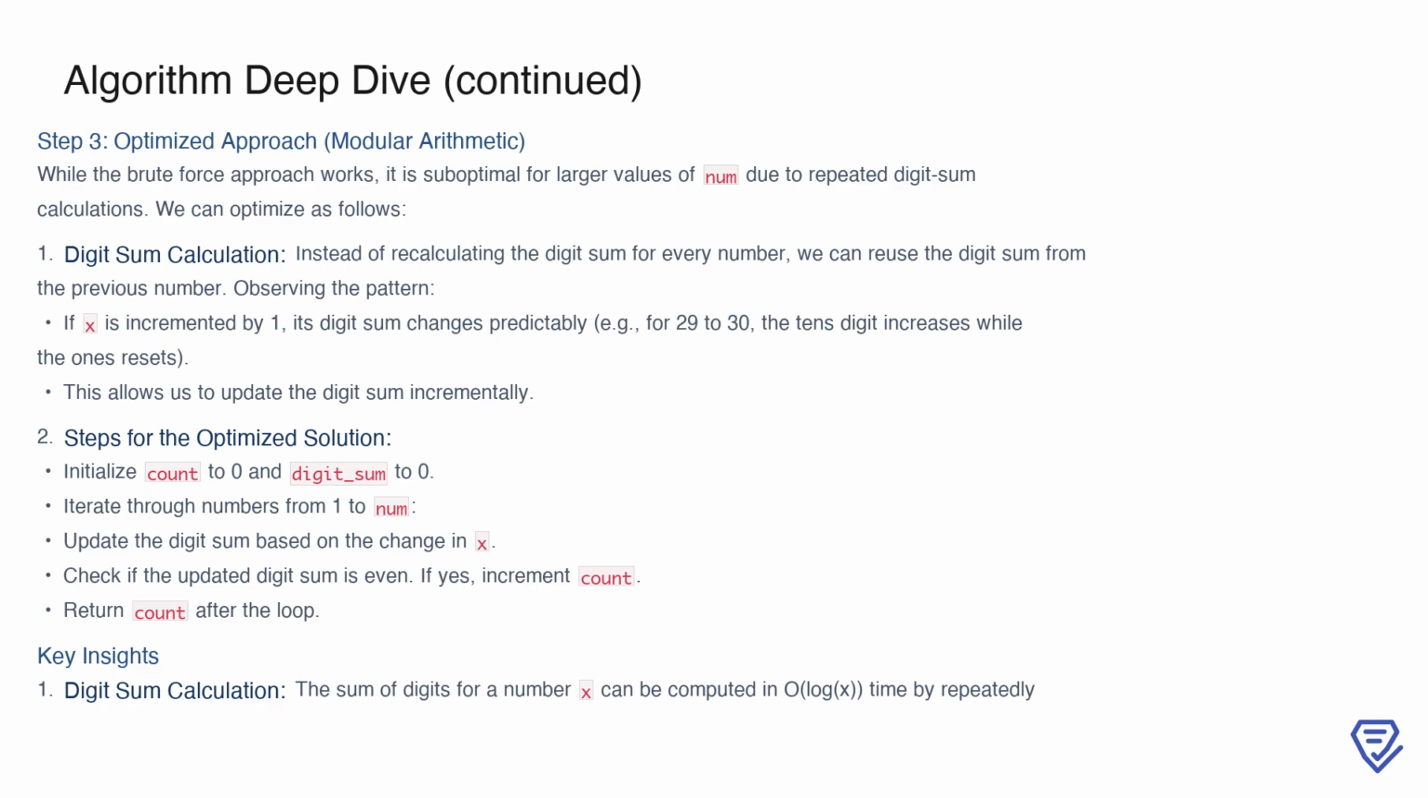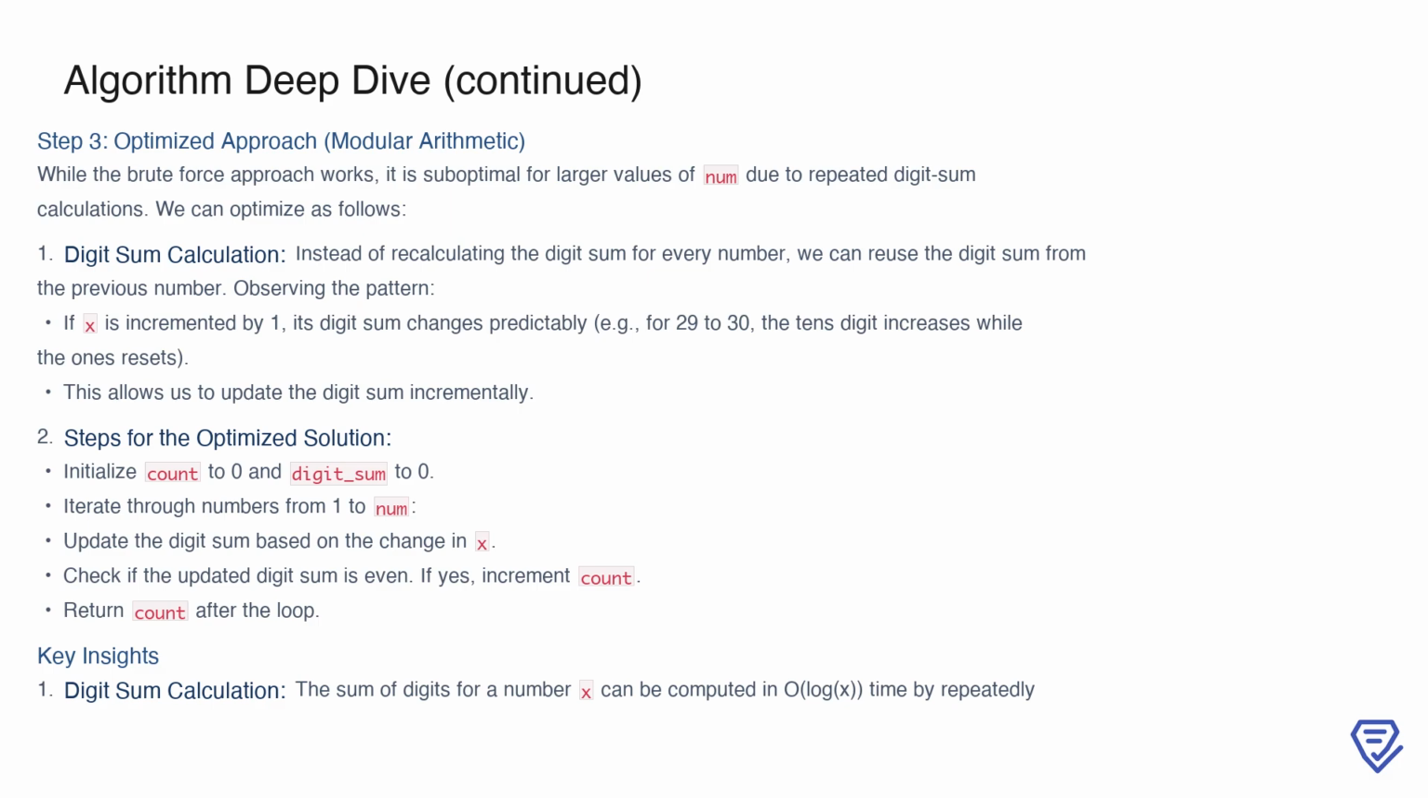Now, while the brute force method is straightforward, it becomes inefficient as number grows larger because calculating the digit sum for each number repeatedly is computationally expensive. To optimize this, we can take advantage of the predictable way digit sums change as numbers increase. For example, when moving from 29 to 30, the digit sum changes because the 10's digit increases by 1 and the 1's digit resets from 9 to 0. By observing these patterns, we can calculate the digit sum incrementally, rather than recomputing it from scratch for each number.